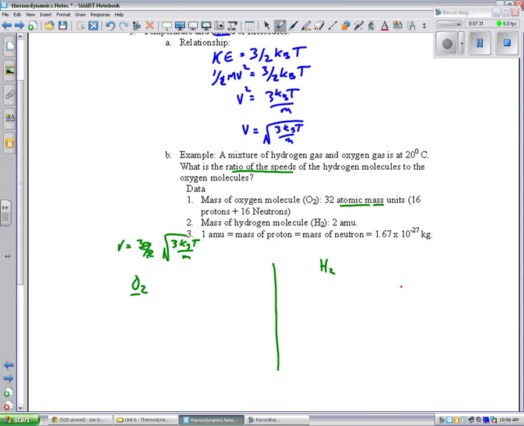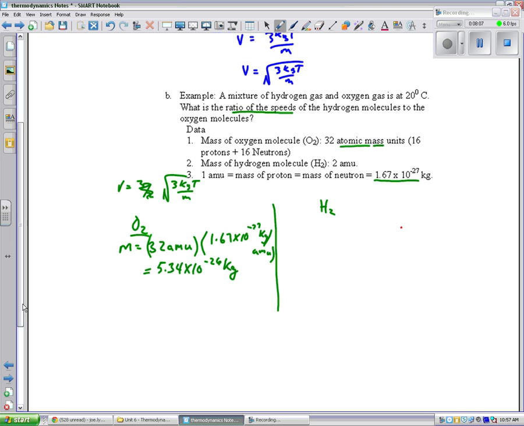Now, the mass is 32 AMUs. And it says here that each AMU has a mass of 1.67 times 10 to the minus 27 kilograms per AMU. And that's going to give me the mass in kilograms. And it is going to be 5.34 times 10 to the minus 26 kilograms.